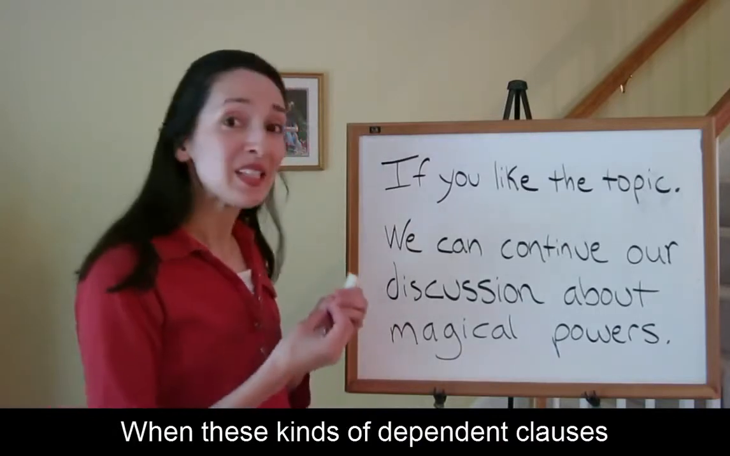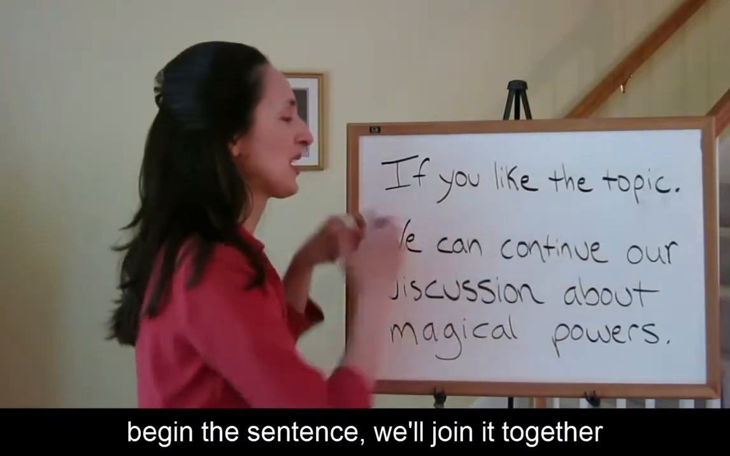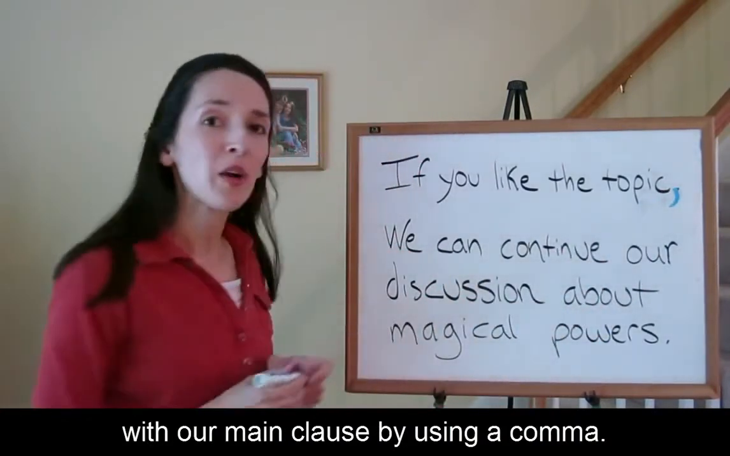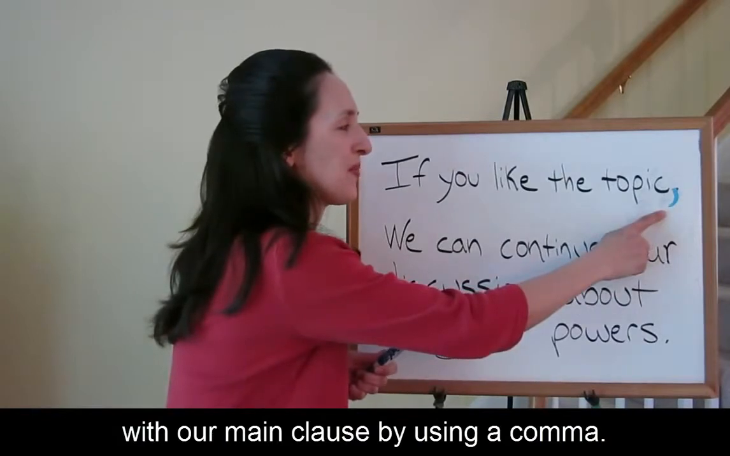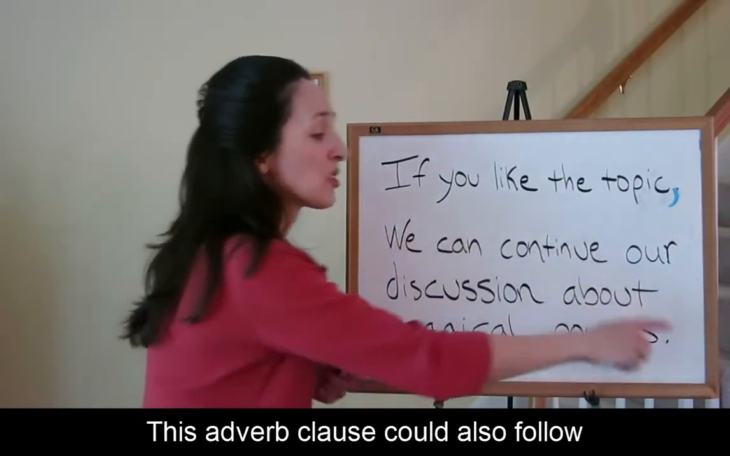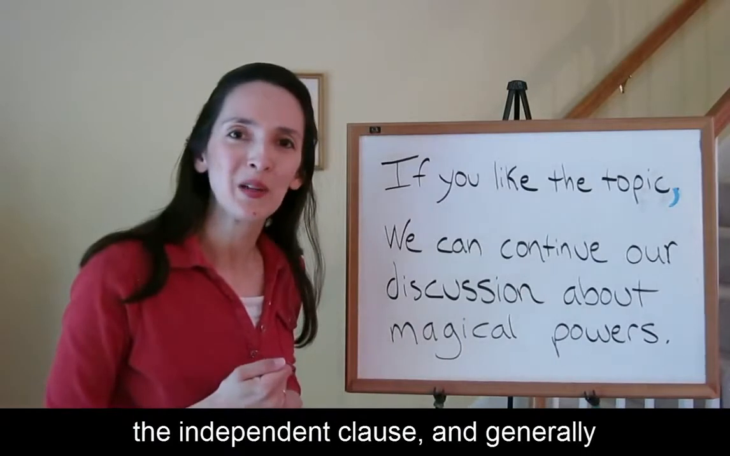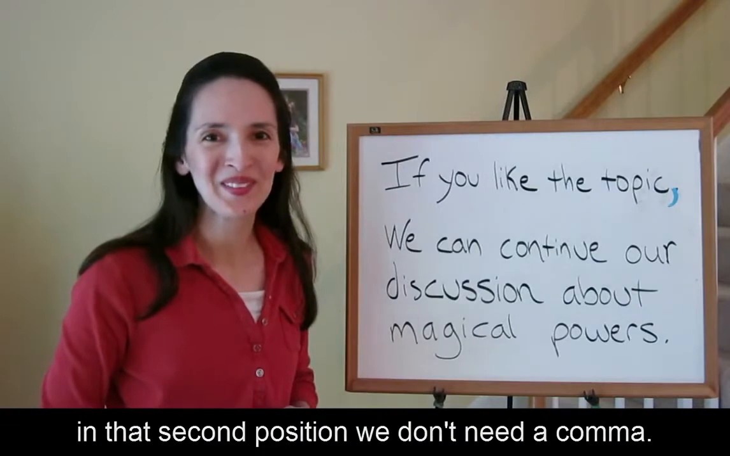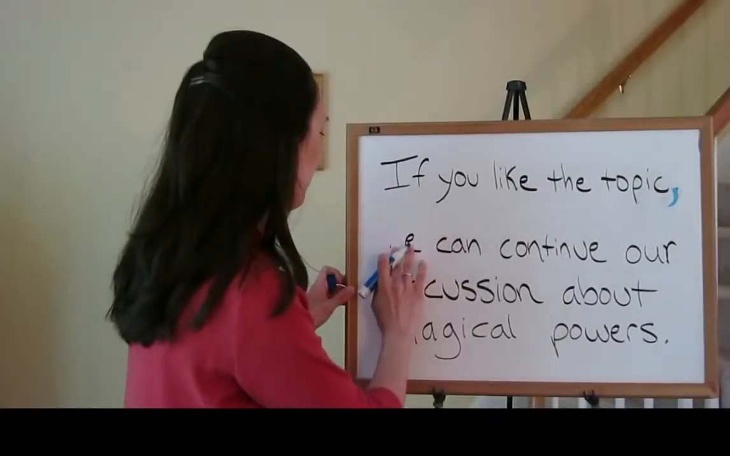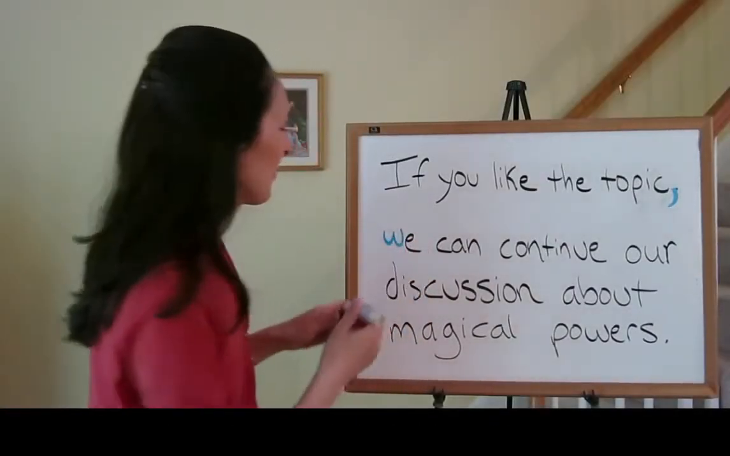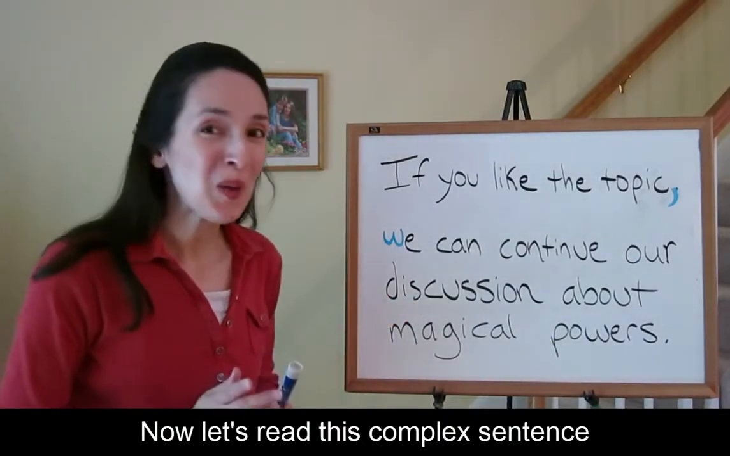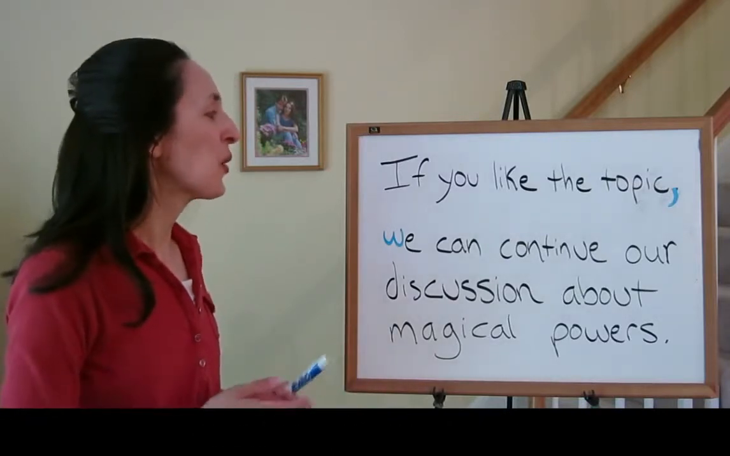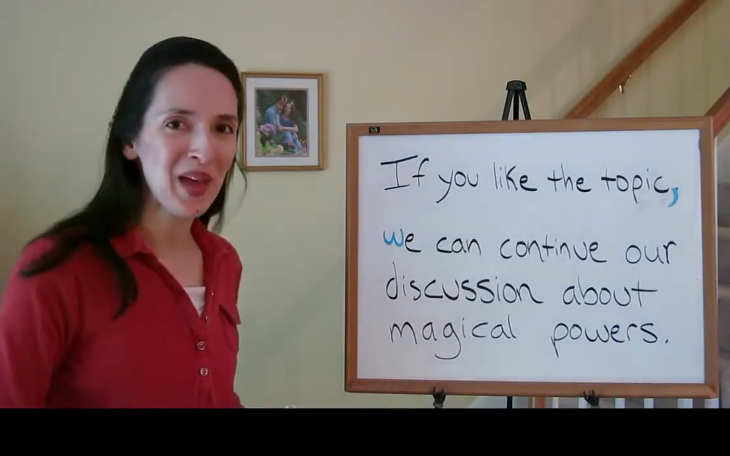When these kinds of dependent clauses begin the sentence, we'll join it together with our main clause by using a comma. This adverb clause could also follow the independent clause. And generally, in that second position, we don't need a comma. Now let's read this complex sentence with the correct punctuation. If you like the topic, we can continue our discussion about magical powers.